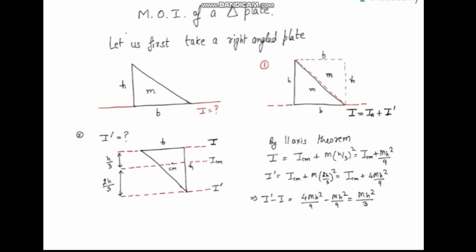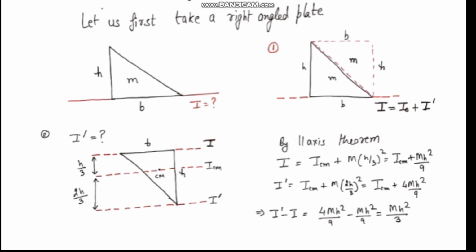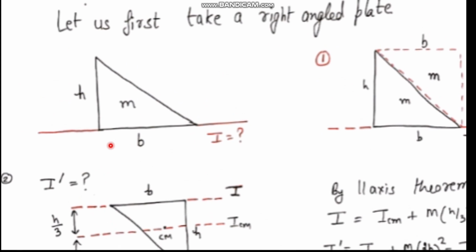Now we'll apply these concepts to find the moment of inertia of a triangular plate. So I'll be talking about a triangular plate. I will start with a simple case. Suppose I have a right angled plate. So I take a right angled plate. Suppose the mass of the plate is m, height is h, base is b, and now I want to find the moment of inertia of this plate about this axis, an axis that coincides with this edge.